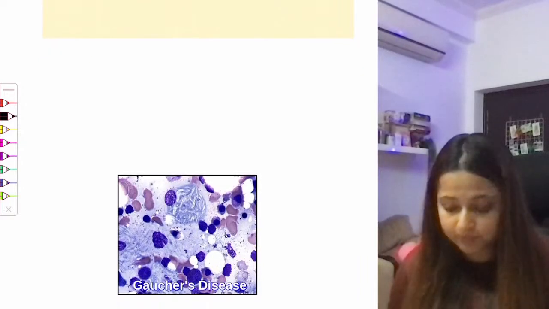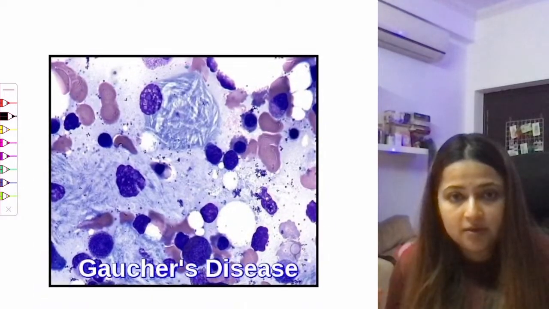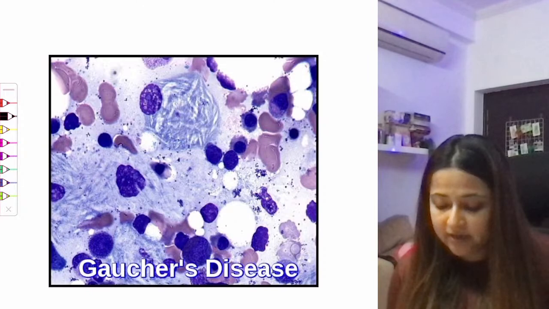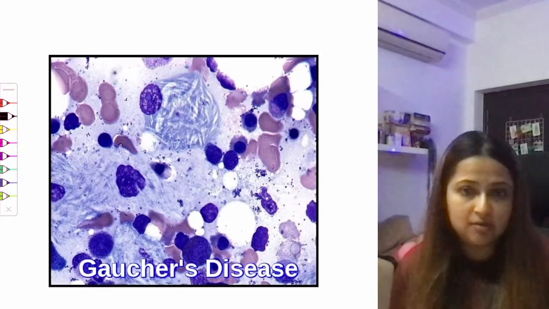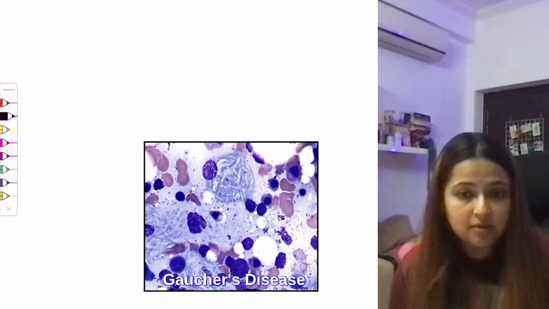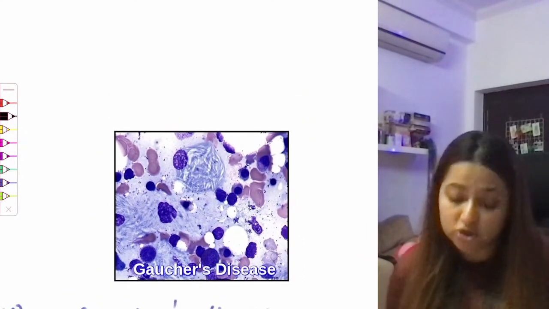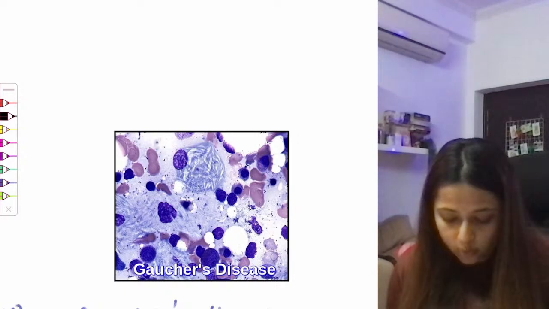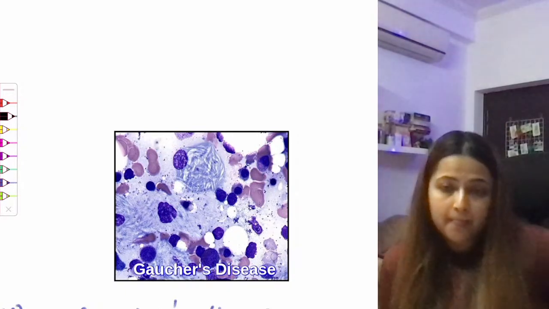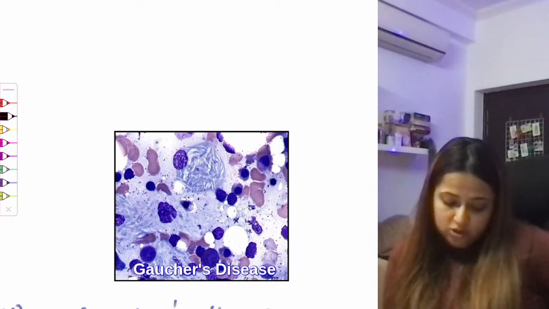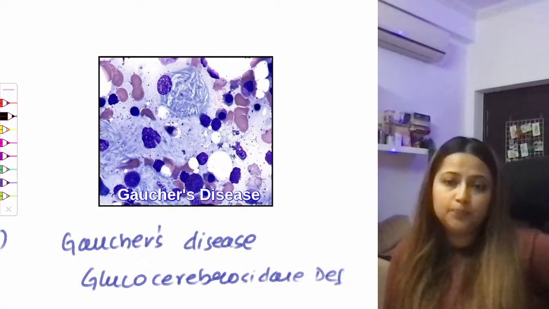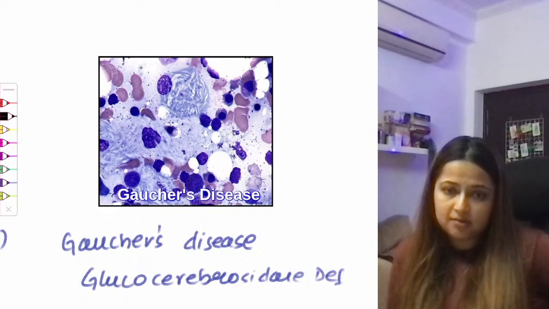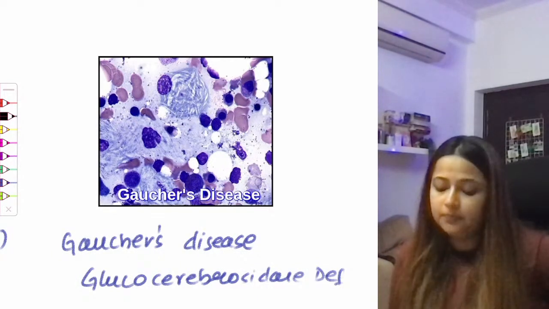So look at this picture. Eccentric nucleus, along with that, you see the crumpled tissue paper appearance of the cells. This is Gaucher's disease. Next question: whose deficiency is seen in case of Gaucher's disease? What is deficient in case of Gaucher's disease? Your answer is going to be glucocerebrosidase. Glucocerebrosidase is deficient in Gaucher's disease.